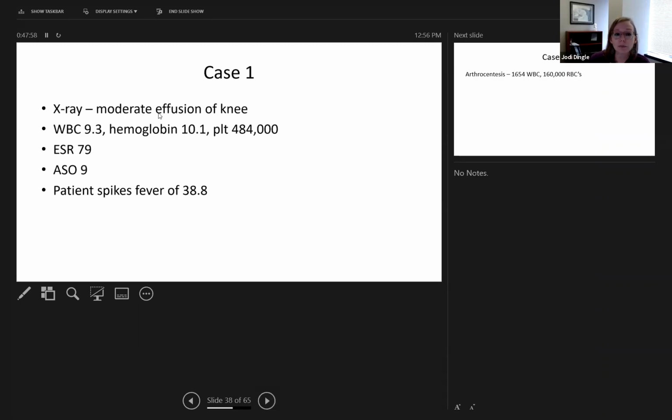So on x-ray, you can see that she has an effusion. Her CBC is significant for maybe a little anemia. Her platelets are on the high side, so that's making us feel a little better about it not being a malignancy. She's super inflamed. With this history of strep, you got an ASO, but it was normal. But then she got a fever. So that made us a little more worried about infection, okay?